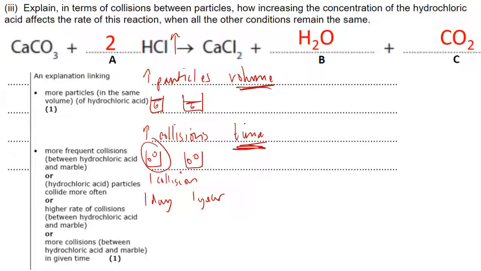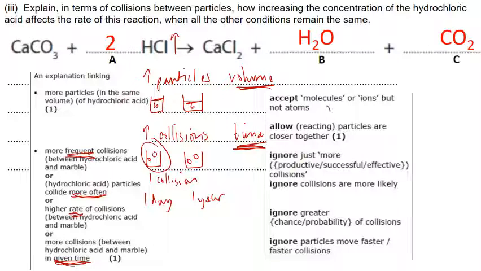So if you go to our mark scheme here, you have to say more particles in the same volume of hydrochloric acid. Then your second mark is for more frequent collisions. This frequency just means a number, so that indicates time. So this is a safe phrase for you to use: more frequent collisions, or they collide more often, or higher rate of collisions. That indicates time. And more collisions between hydrochloric acid and marble in given time. So you could just say in given time there.